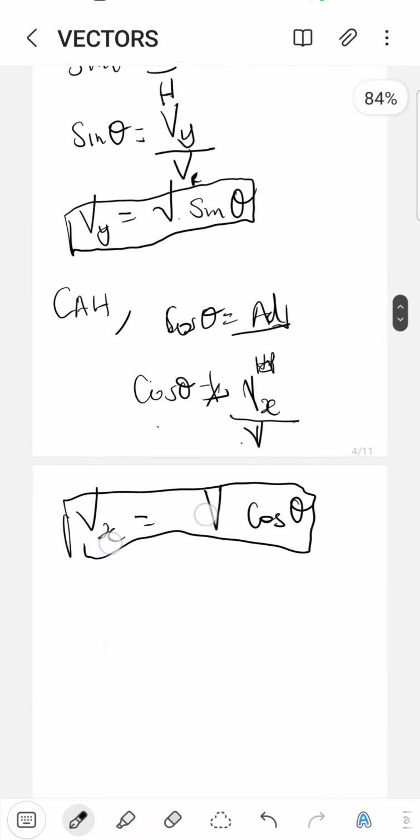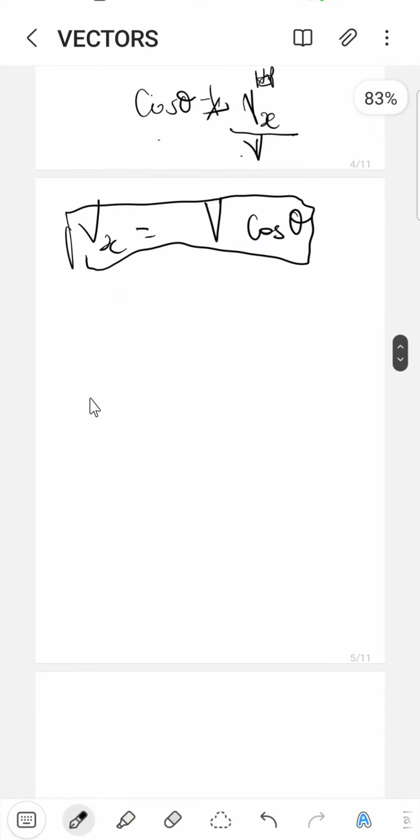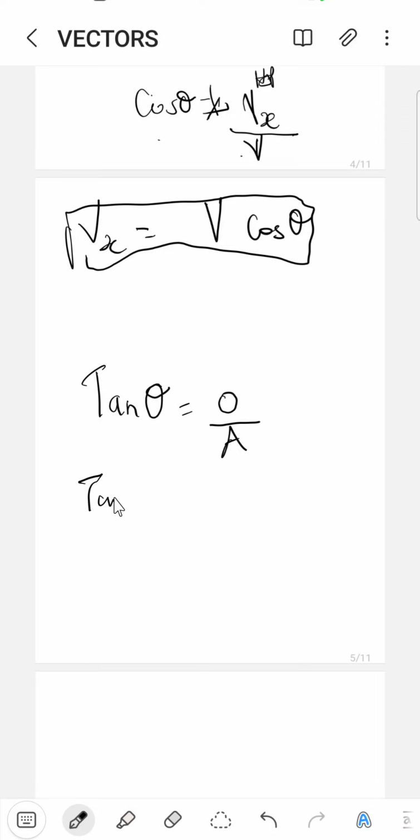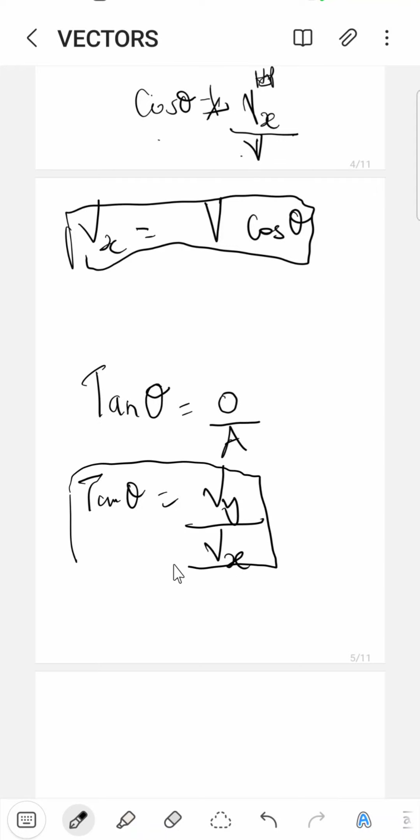All right, okay, so we have one other aspect. We'll have tan theta is equal to, that's TOA, right? Opposite over adjacent. So tan theta is equal to, what is the opposite? The opposite was vector component y over adjacent vector component x. But again, what are we finding here? We are trying to find the direction, right? Because we have to make something the subject of the formula.